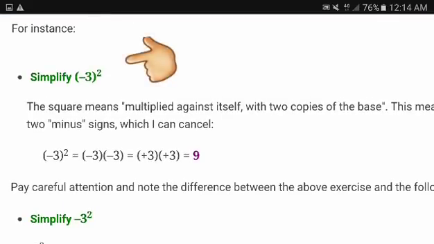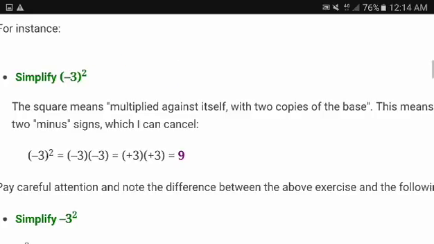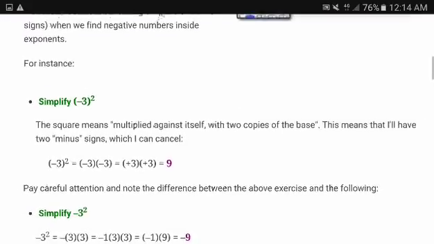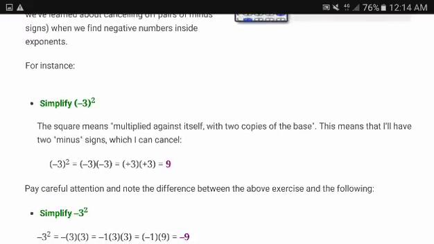So, negative 3, yung negative at saka yung 3, nasa loob ng parenthesis, tsaka siya ni-raise ng 2. The square means multiplied against itself, with 2 copies of the base. This means that I have 2 minus signs which I can cancel. So, negative 3 times negative 3 equals 9, or positive 9.